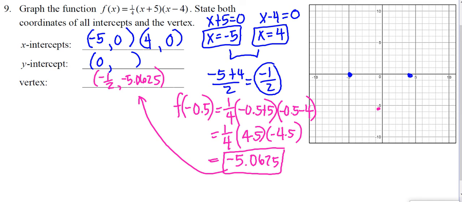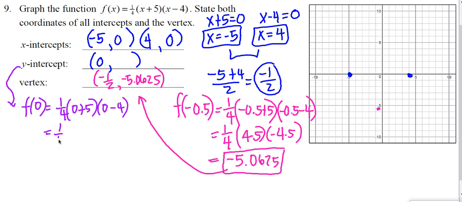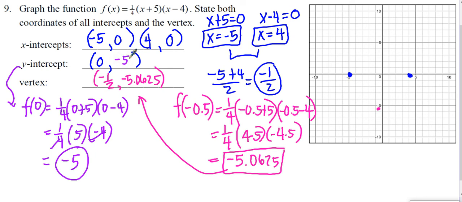Lastly is our y-intercept. We just plug in 0: 1/4, 0 plus 5, 0 minus 4. Then we have a 1/4, we have a 5, we have a negative 4. Okay, what is that? The 1/4 and the 4 cancel out. So we have negative 5. 1/4 times 5 times negative 4 is a negative 5, because that's negative 20 divided by 4. Okay? So this right here is a negative 5. And just put that in your graph.